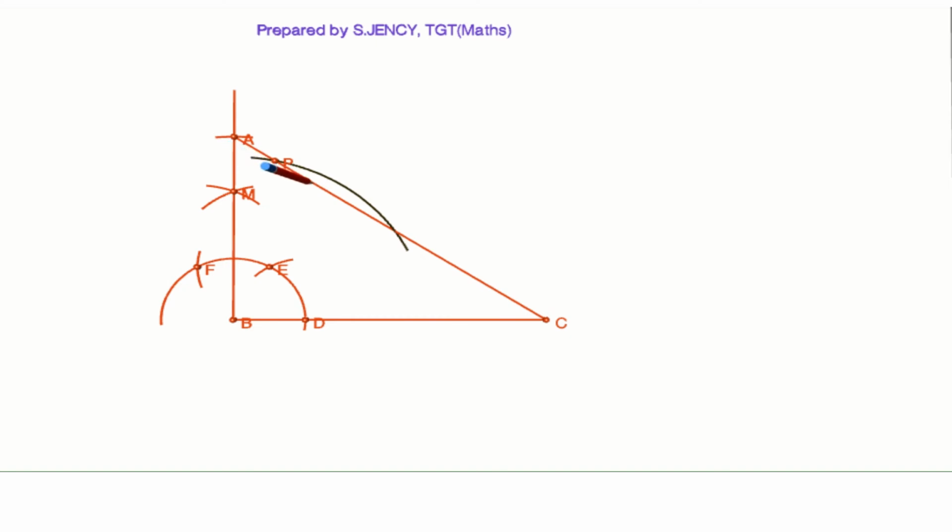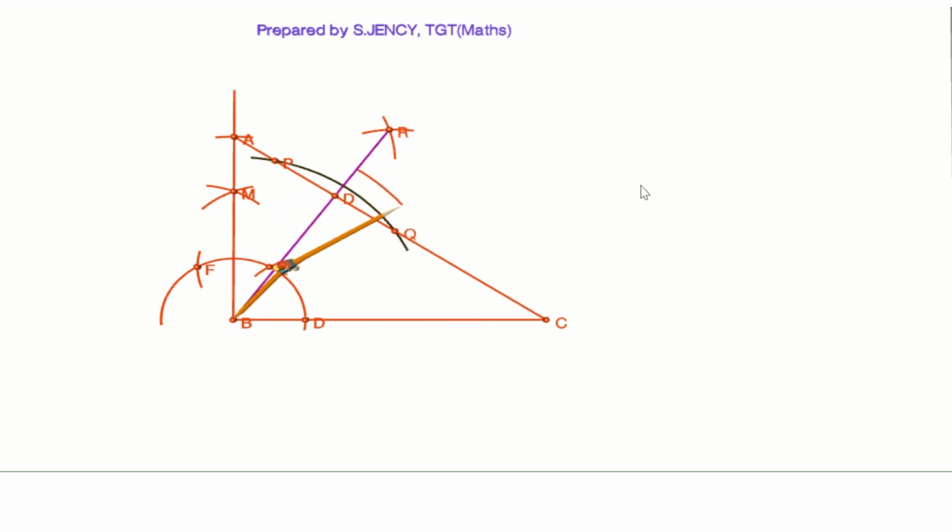Next from B I have drawn one arc. I marked the point as P and Q. From Q I am drawing the arc, and from P also I am marking the intersection point. I join with B. And I am marking as D.